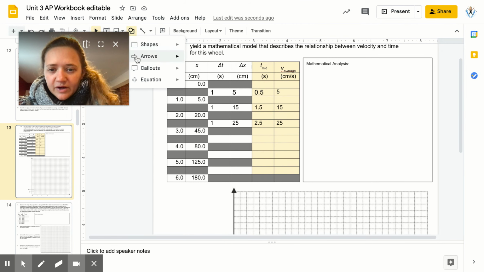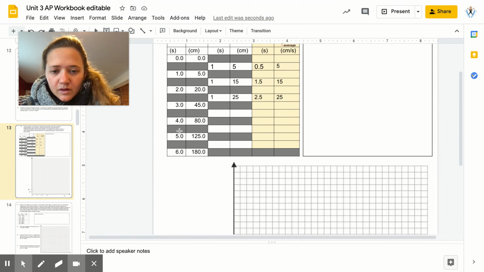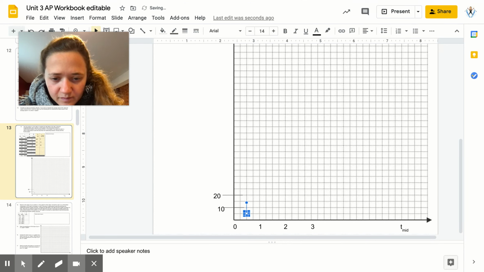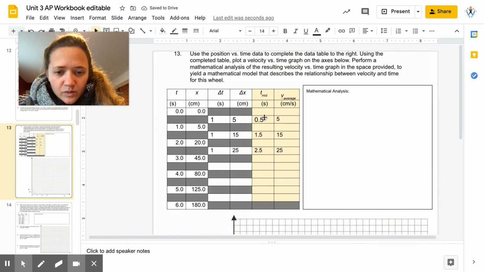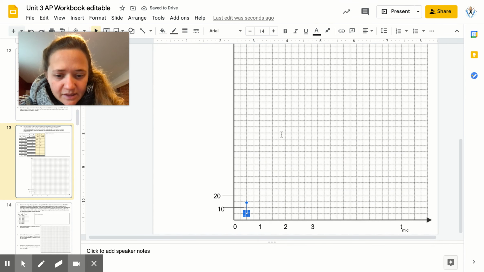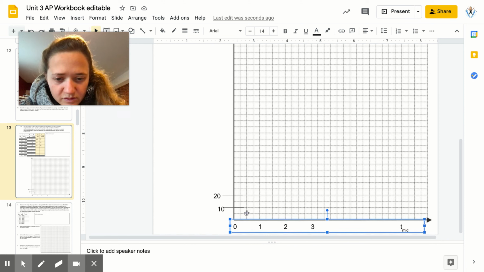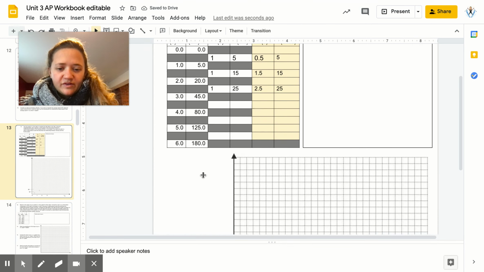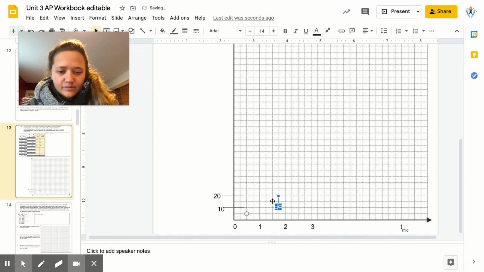Okay, let's plot our points. So we have 0.5, 5 right there. 1.5, 15. And then we've got 2.5, 25.